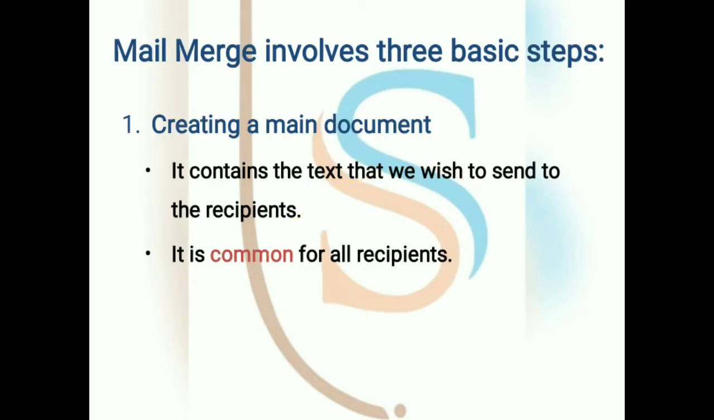So how will we do that? Mail merge involves basically three basic steps. We have to do three basic steps if we want to do the mail merge. First is creating a main document. Creating a main document means firstly we have to create the letter, create the one letter for those to whom we want to send it. It contains the text that we wish to send to the recipients. It is common for all the recipients.